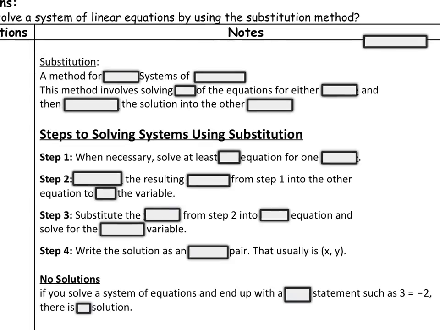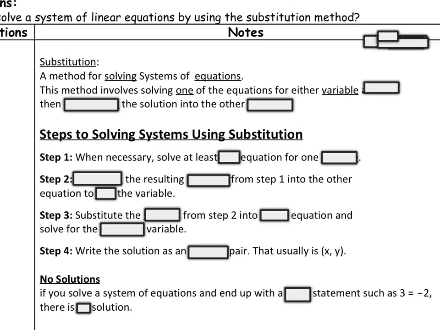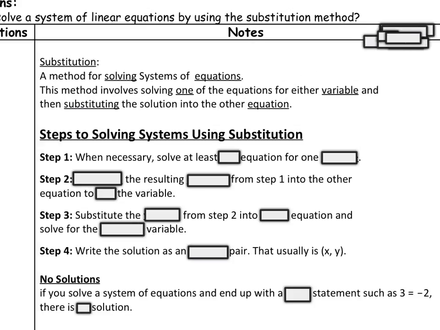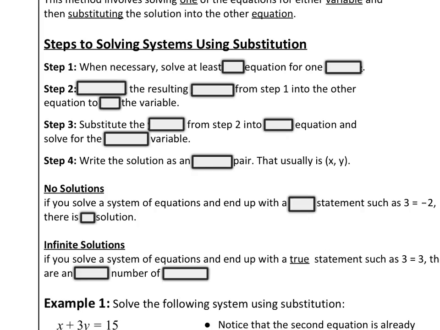This is a method for solving systems of equations. Different than graphing, which is what we've done. This method involves solving one of the equations for either variable and then substituting the solution into the other equations. You need both equations to solve. Here's the steps that you can follow that'll help you get the job done.